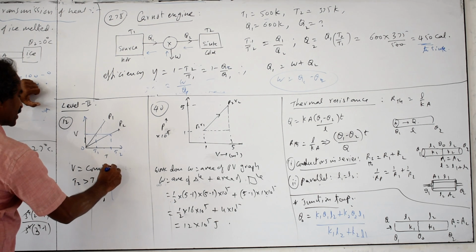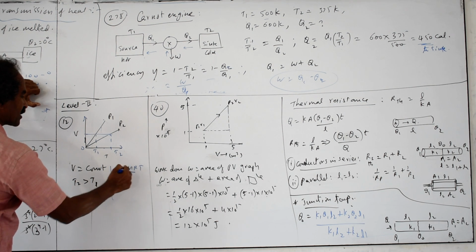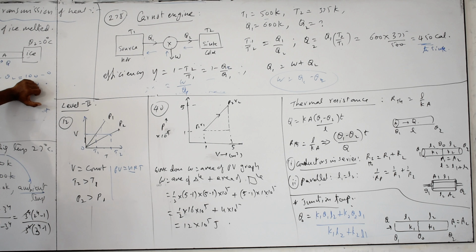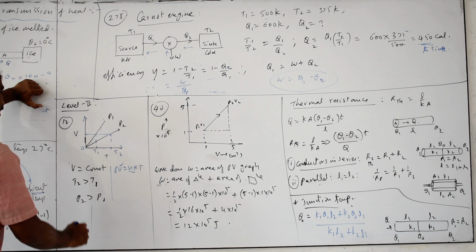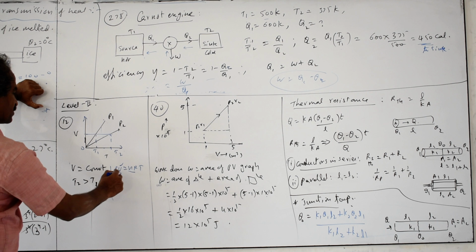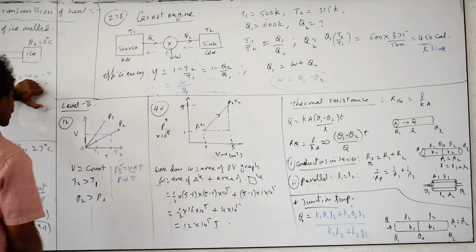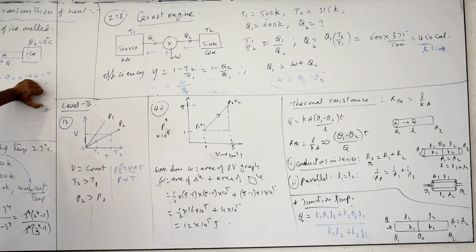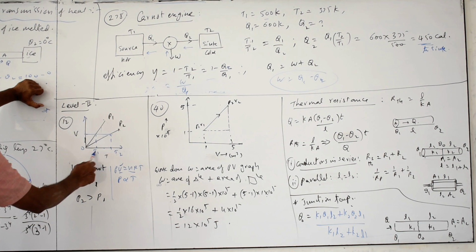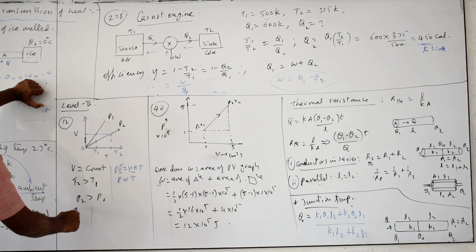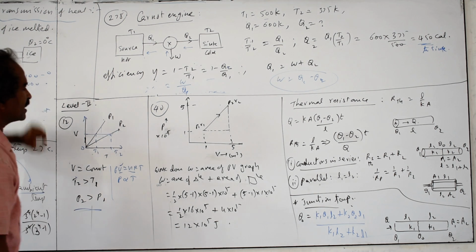The relation is PV equals nRT, where n and R are constant. Here V is also taken as constant. Then P is proportional to temperature. More temperature, more pressure. So temperature T2 is more than T1. Therefore, T2 corresponds to P2, and T1 corresponds to P1. In that case, P2 is greater than P1. Check other graphs also.